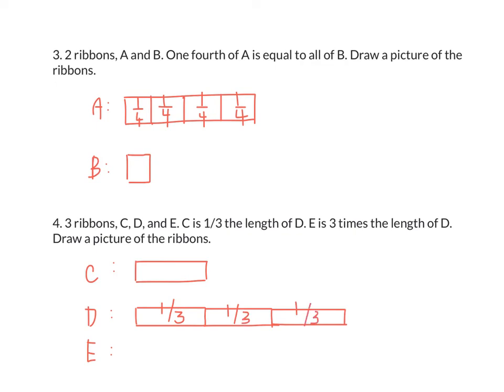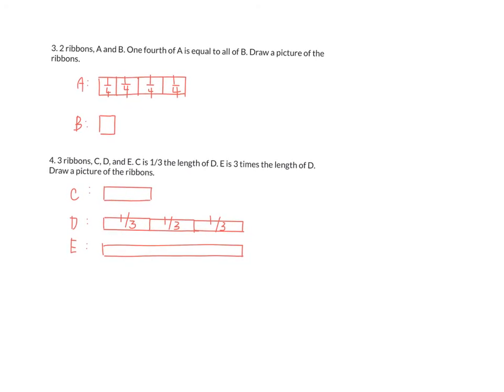Okay, now E is 3 times the length of D. We've now drawn all of D. Here's 1 of D, right? So how do I have to draw E? I have to make 2 more of those, right? You guys can't do this on your paper, but I can make myself have more space, and I can show that here is E. Now we can see that there are 3 ribbons, C, D, and E, and C is 1/3 the length of D, and E is 3 times the length of D.